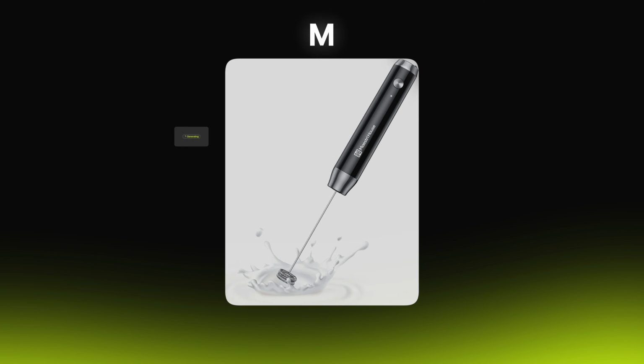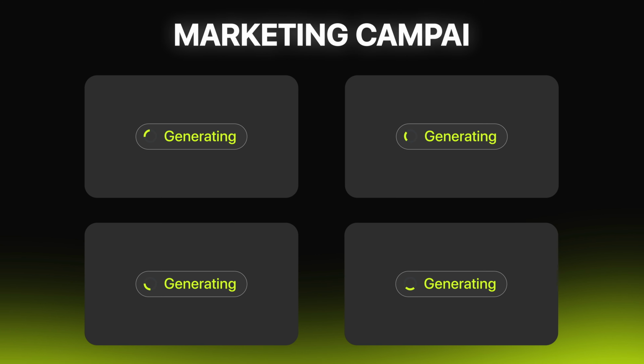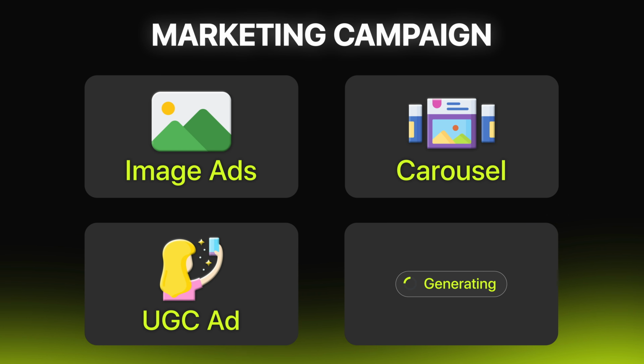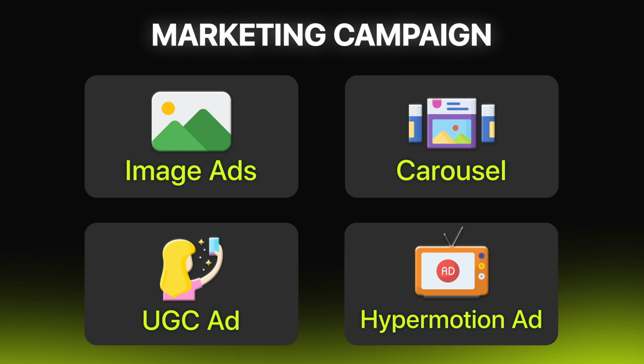So let's talk about what we're building today. For this, I picked a real product, a milk frother. The plan is to build a complete marketing campaign for this product, which will include image ads, a carousel, UGC style content, and a cinematic Hypermotion ad. But before we go ahead with creating any of these, there is one thing we need to fix, and that is consistency. Let me explain.